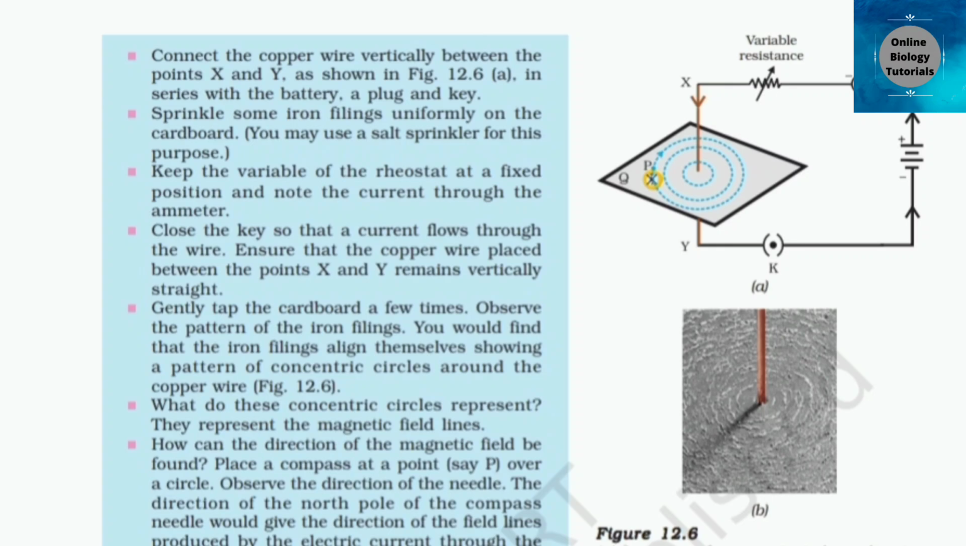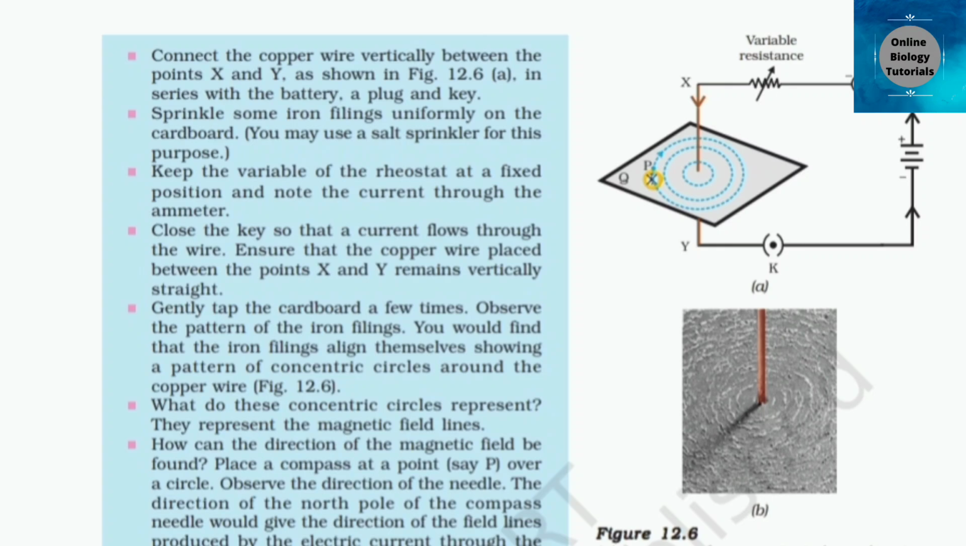Sprinkle some iron filings uniformly on the cardboard. You may use a salt sprinkler for this purpose. Keep the variable of the rheostat at a fixed position, and note the current through the ammeter. Close the key so that a current flows through the wire. Ensure that the copper wire placed between the points X and Y remains vertically straight, and gently tap the cardboard a few times. Observe the pattern of the iron filings. You would find that the iron filings align themselves, showing a pattern of concentric circles around the copper wire.